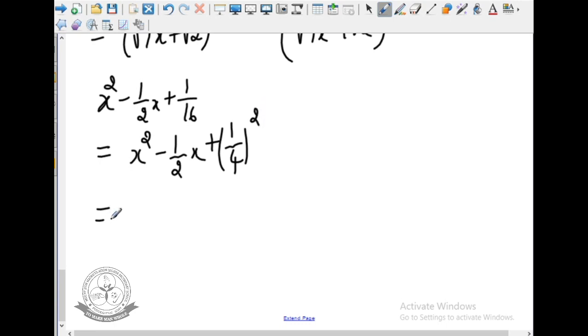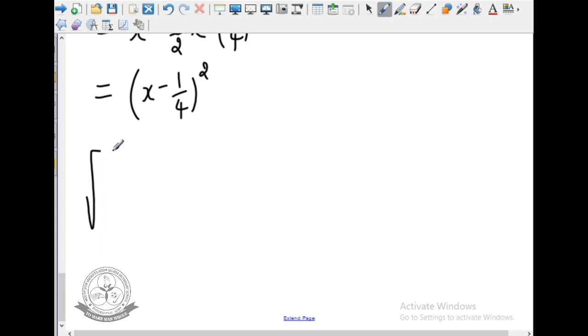So how can I split this? In the a plus b whole square, a square is x square, and in the ab value I am having minus, right? So here I can write a minus b the whole square. A is x and b is 1 by 4, right? So x minus 1 by 4 the whole square. If I want to expand this, a square plus b square minus 2 into ab. So 2 into 1 by 4, that 2 will cancel and I will get minus 1 by 2x, right? So for this term, x minus 1 by 4 the whole square.